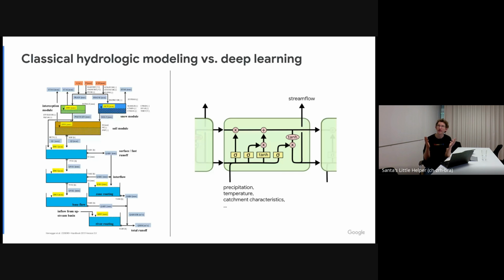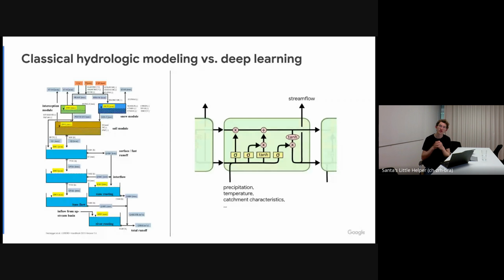The name of the model is LSTM, or long short-term memory network. It was invented in the 80s, but it's only been introduced to hydrology much more recently, and it has become the state of the art in hydrologic modeling, really.